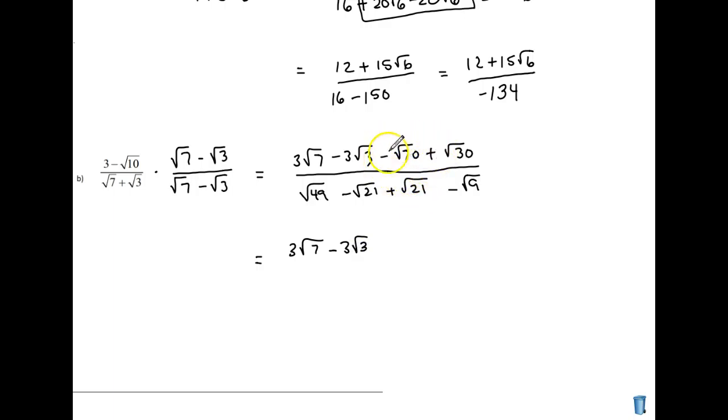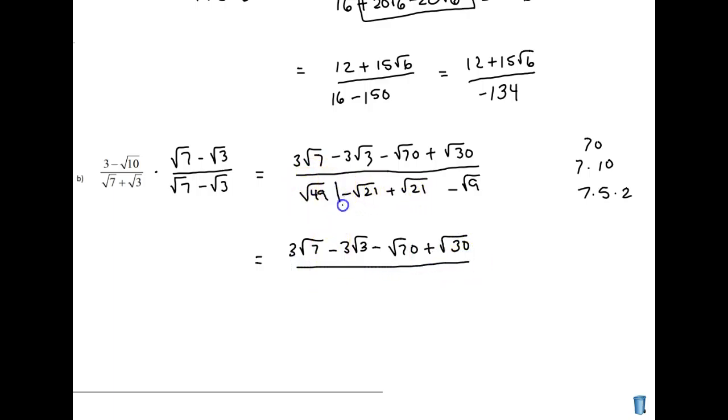Now I have to ask myself, 70, any perfect square factors of 70? Well, to get 70, I do 7 times 10, which is 7 times 5 times 2. So I have no perfect squares. I have no ways of getting anything squared from here. So I'm going to leave that as minus square root 70. And then same with 30. 30 is 5 times 6, which is 5 times 2 times 3. But I can't actually simplify that as a radical, so I have to leave it.